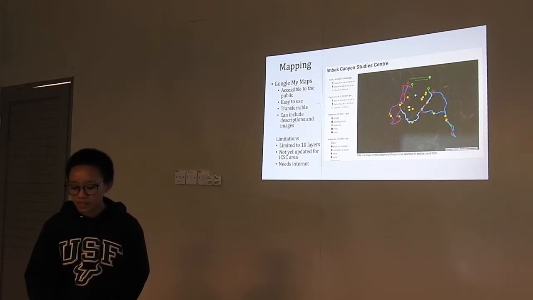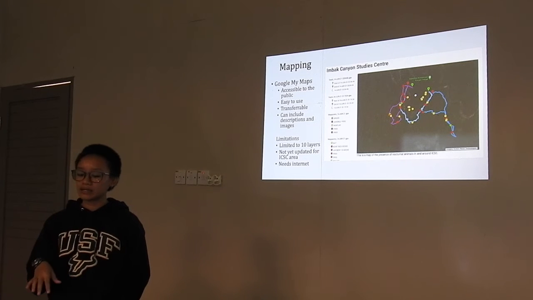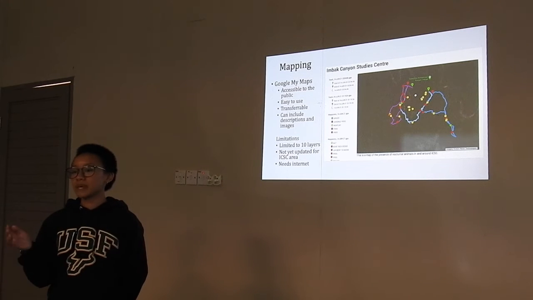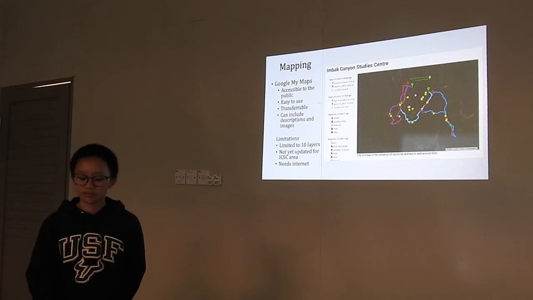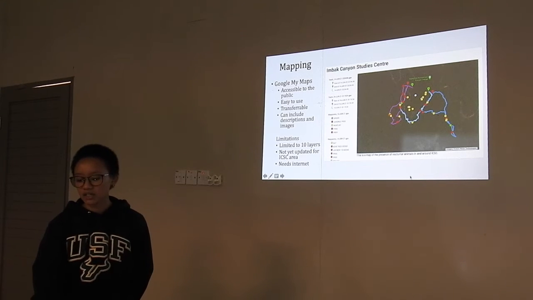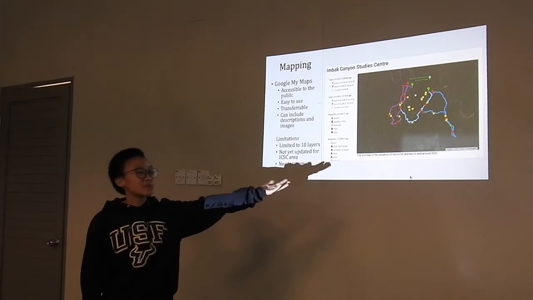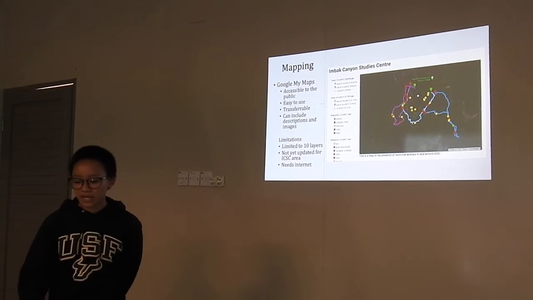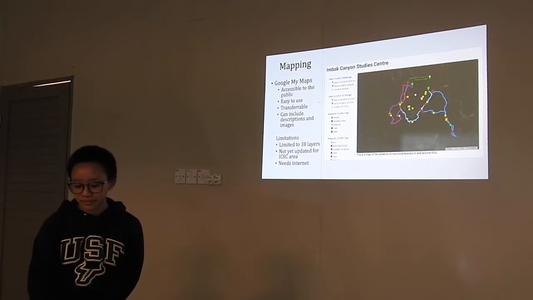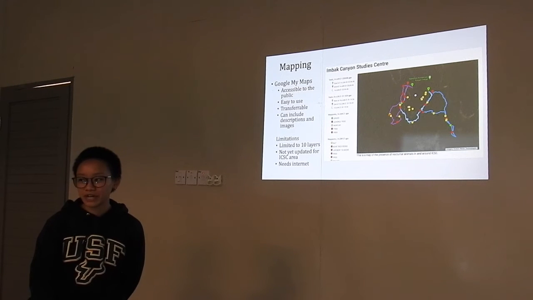And some limitations with this is that it's limited to only 10 layers. So the GPX files, you can only put 10 different files. And for the ICSC area, you can see that there's no buildings, no Gosing, no Liposu yet. So it's not updated for this area. And it needs internet, which is very limited here.